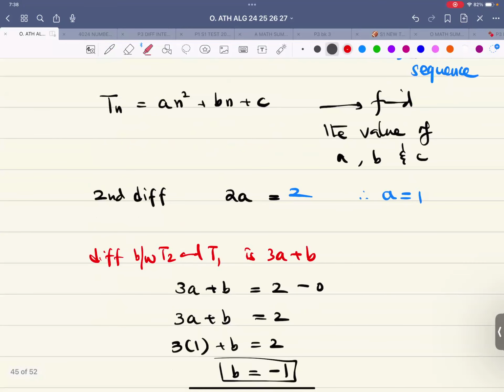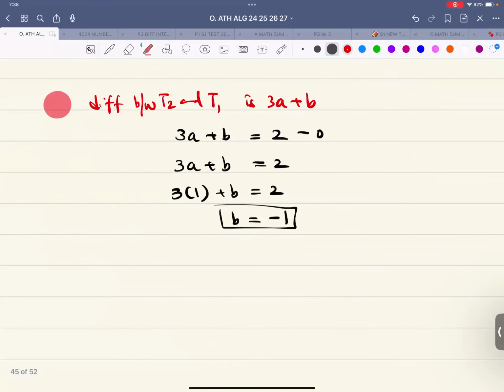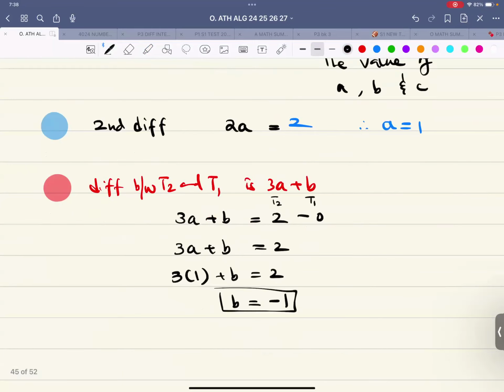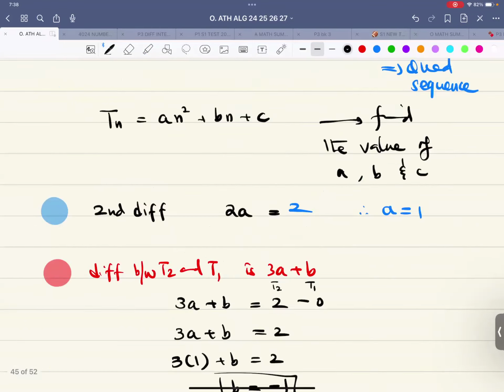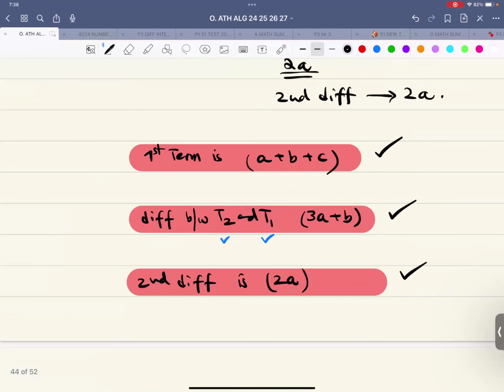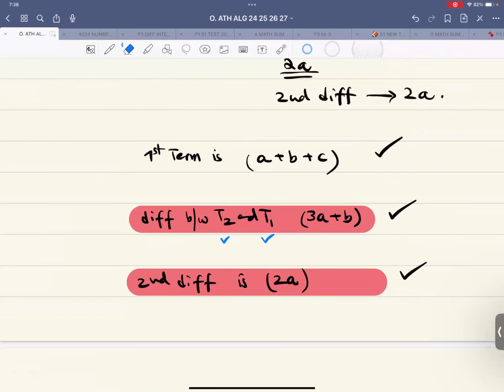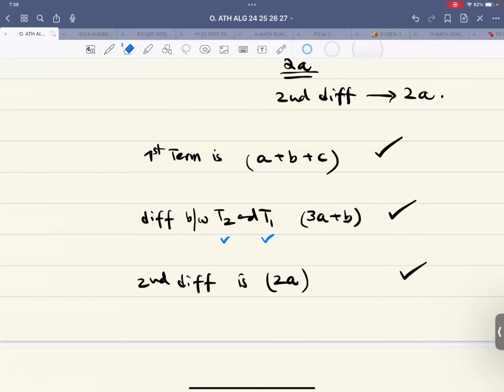So first we used the second difference, and then we used the fact that the difference between T2 and T1 is 3a plus b. This over here was T2, this over here was T1, and this gives me b equals -1. So a is found, b is found. And what is the last thing? Let me also change the colors over here so that it's easier for you to follow.